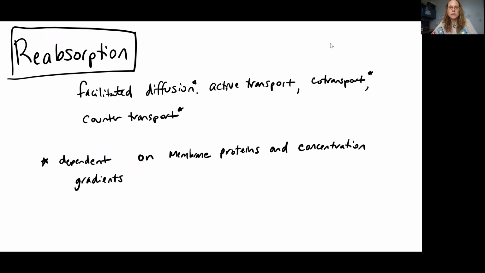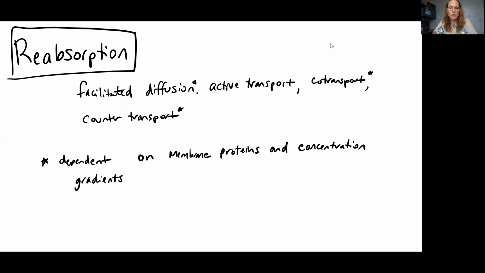Reabsorption involves the facilitated diffusion, active transport, co-transport, and countertransport of molecules across the membrane of those simple cuboidal cells of the PCT into the peritubular fluid and then making their way into the peritubular capillary. Now, all of these, with the exception of active transport, would be dependent on both membrane proteins and concentration gradients. Active transport, of course, does involve proteins, but it is actively transporting materials, so it can go with or against the concentration gradients.